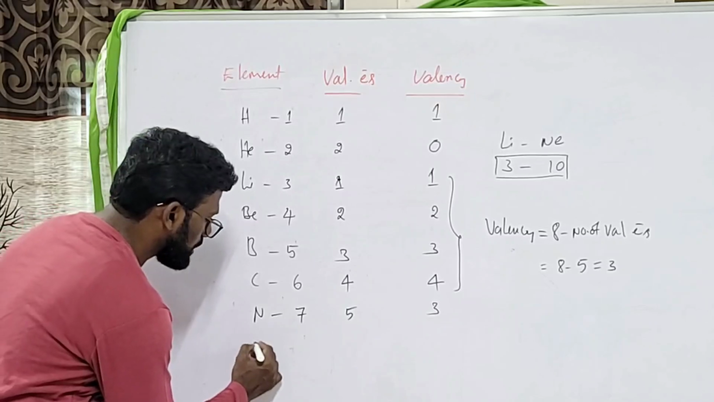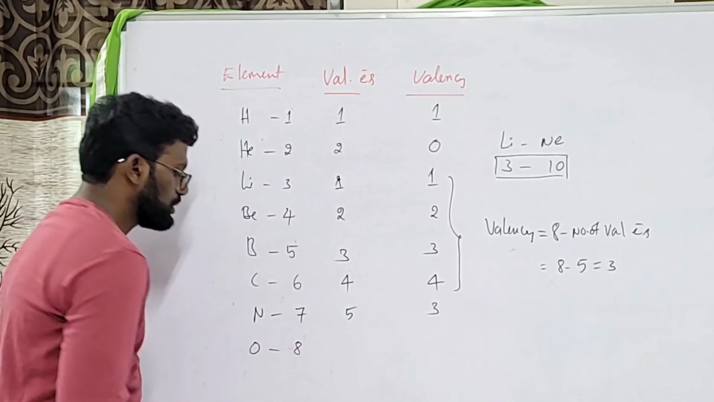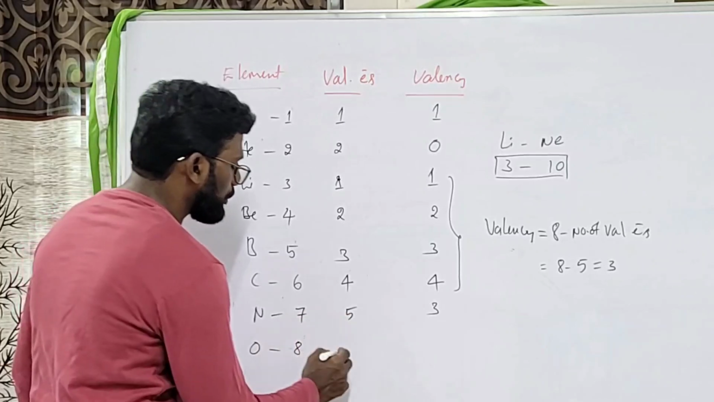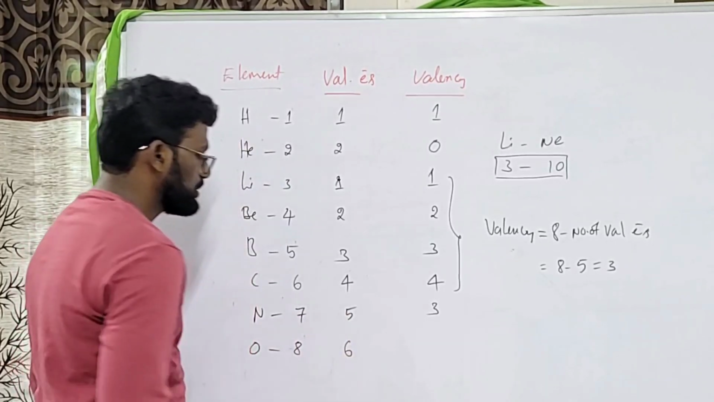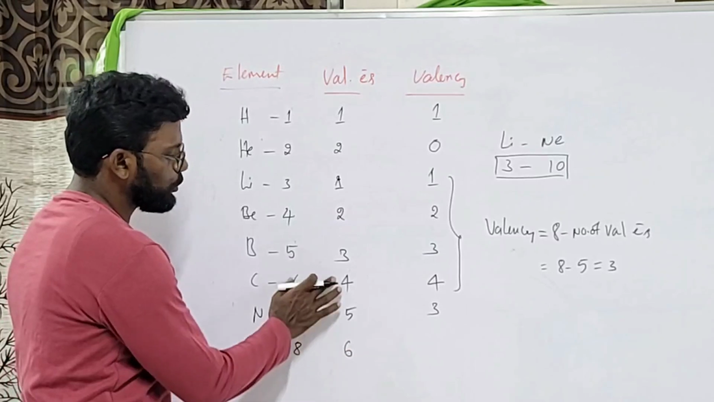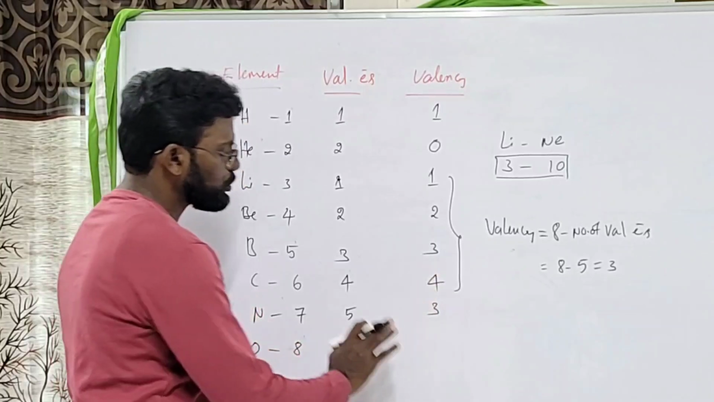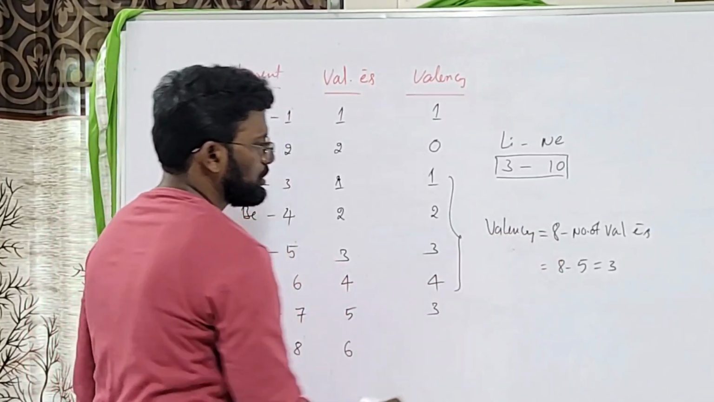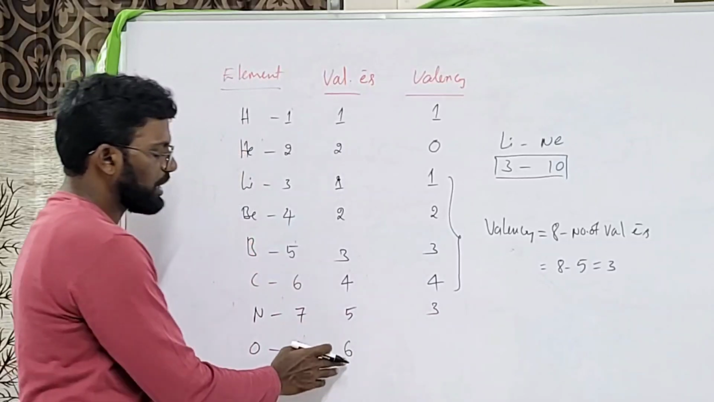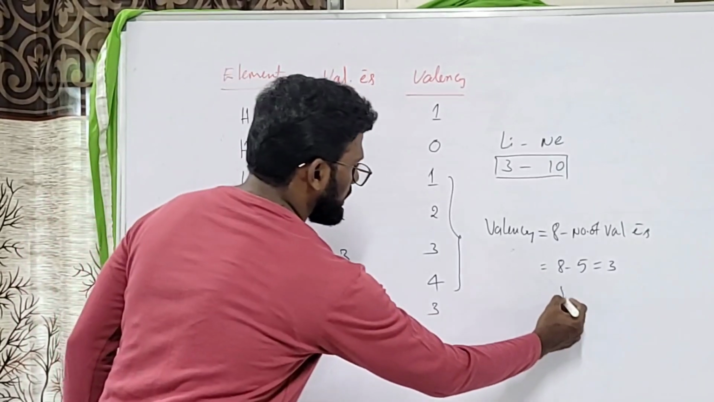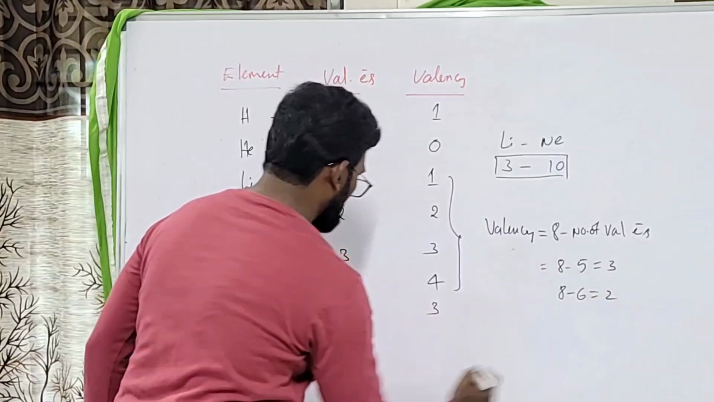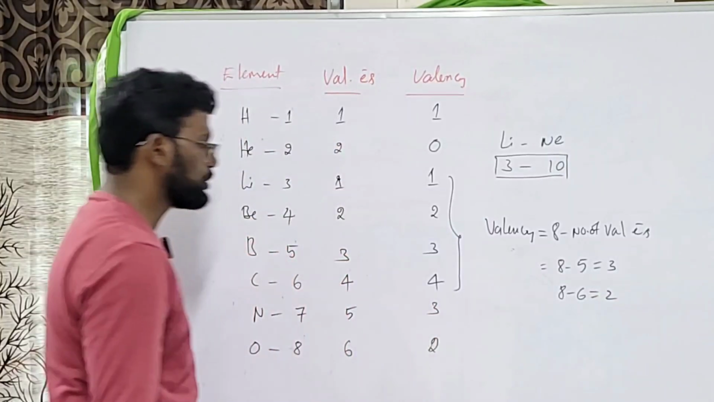Next, oxygen, atomic number 8. If the atomic number is 8, then the number of valence electrons will be 6. If the number of valence electrons is more than 4, then what do we need to do? We have to subtract from 8 to get its valency. So 8 minus 6 is equal to 2. So the valency of oxygen is 2.